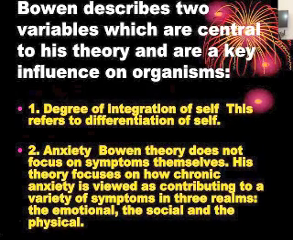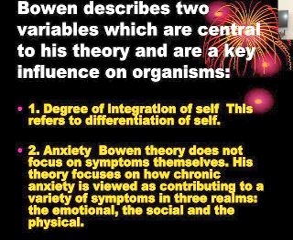Bowen described 2 variables which are central to his theory and are key influences on organisms. They're also concepts that have been used by other theories, including Schnarch's theory that I've talked about before with some of you. So he focuses on the degree of integration of self. This refers to differentiation of self. And one of his main concepts, or main things that he focused on, was anxiety.